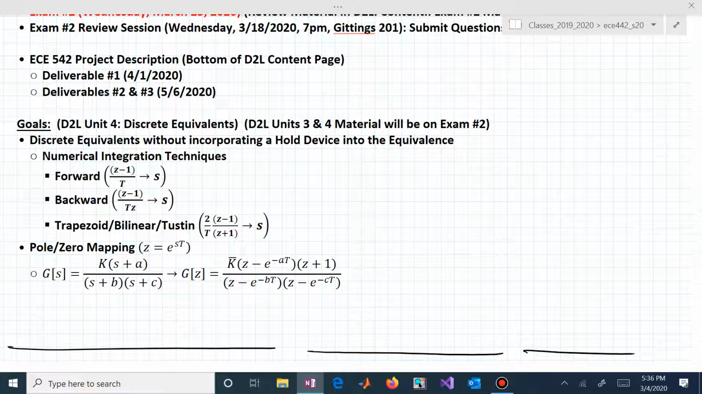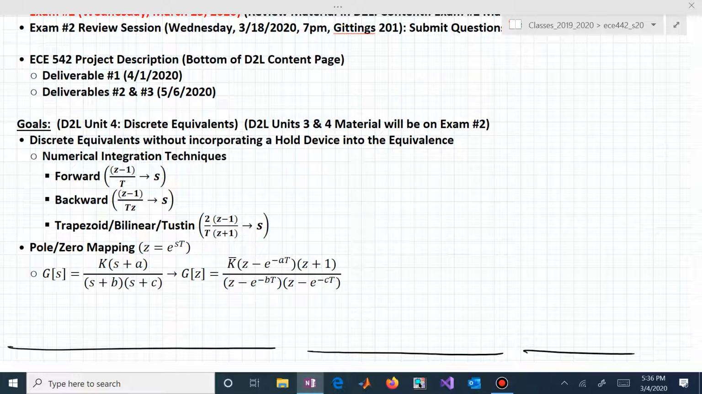And the example is one that I hope you're familiar with, a low-pass filter. So that by the end of this session, you'll be able to find a difference equation associated with a low-pass filter using different types of numerical integration strategies: forward, backward, or trapezoidal. Maybe at the end we will look at how we do this discrete equivalence by doing a pole zero mapping.